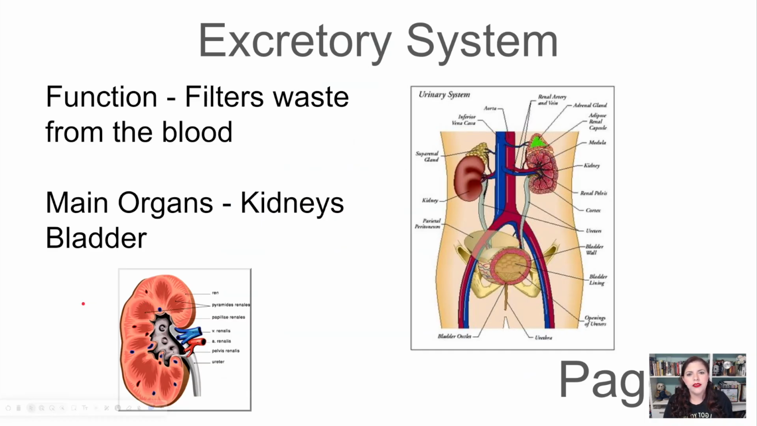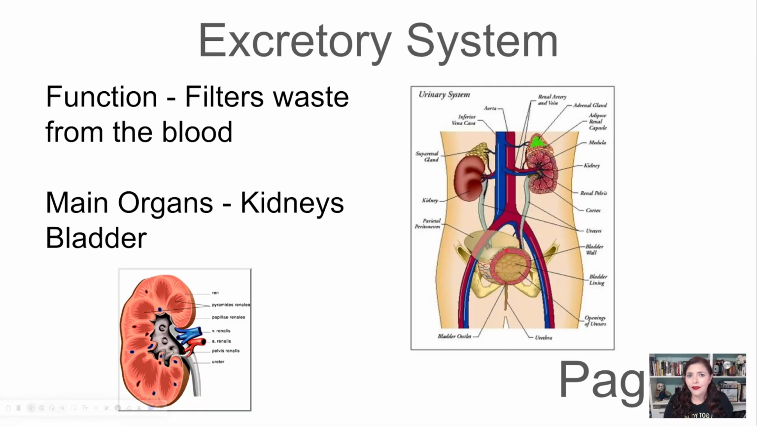The excretory system, which really includes your urinary system. This is how your body gets rid of waste. Your kidneys, which you have two of them, are basically filters, and they filter your blood. So they remove all of the waste from your blood and they send it down your ureters. You have two ureters that lead to your bladder, and your bladder basically stores this waste, which is urine, right? And then you pee it out through your urethra.